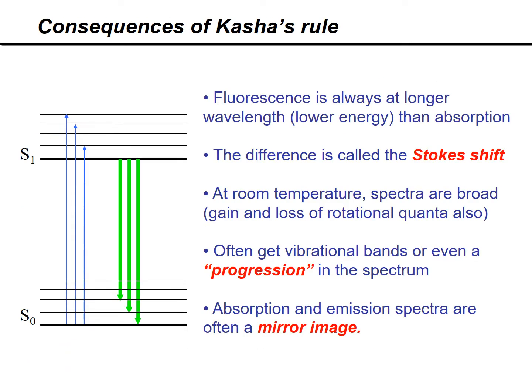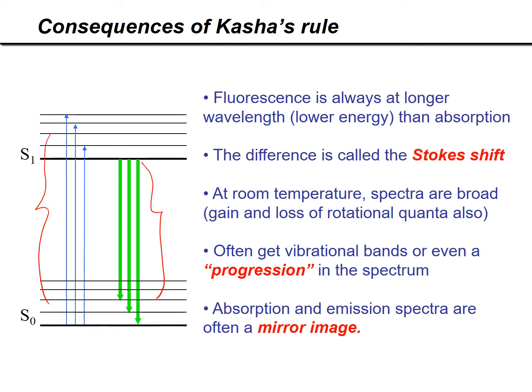Now, there are some consequences of Kasha's rule. The first one is that because of the loss of energy to vibrational relaxation and internal conversion, fluorescence is always at a longer wavelength, a lower energy, than absorption. The energy of the photon is actually given by the size of the arrow in these transitions. And so you can see these arrows, the fluorescence arrows, are smaller than the absorption arrows. And this difference in energy is called the Stokes shift.